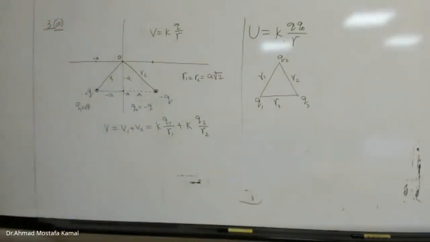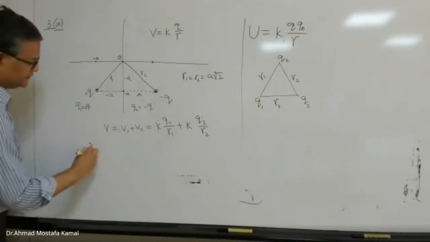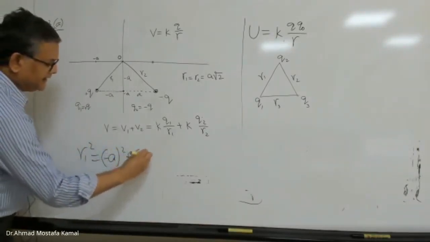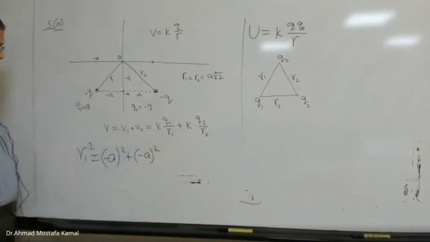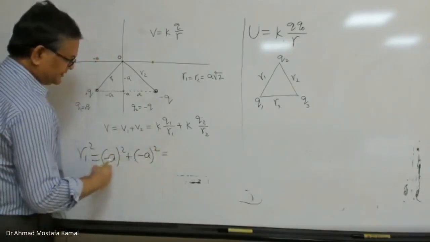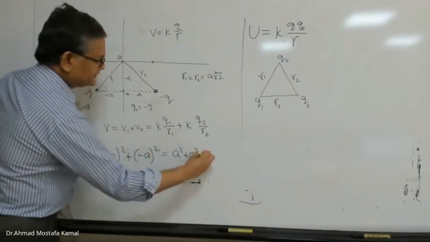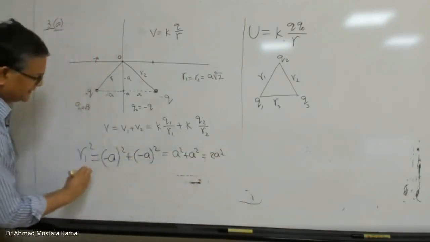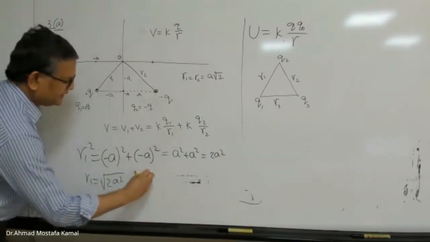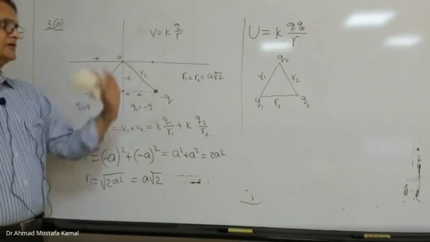কারণ কি? কারণ হচ্ছে এই R1 স্কয়ার ইকুয়াল টু minus a whole square। এইটা ব্যাখ্যা করাটা খুবই দুঃখজনক। এটা সহ্য করার মতো না যে তোমরা এটা জানো না, অবশ্যই জানো। So it is a square plus a square, so 2a square, okay. Then R1 equal to what? Root over 2a square, therefore a root 2, okay. So R1 equal to this, R2 equal to also this.